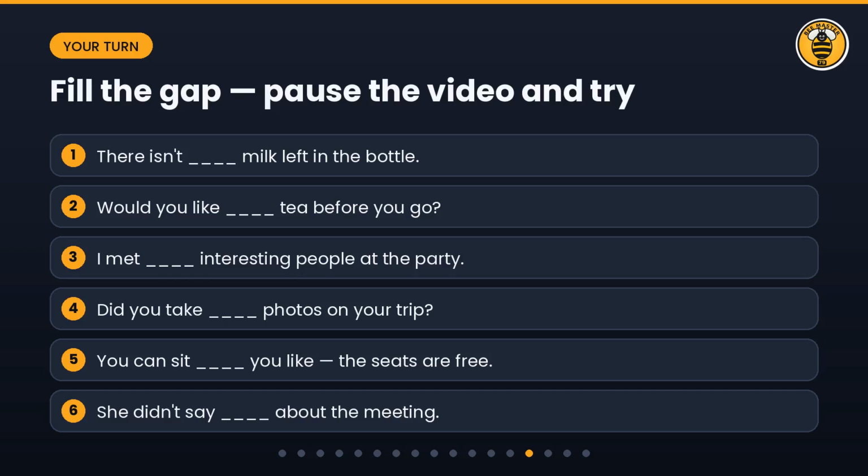Time to test yourself. 6 gaps. Pause the video now, write down your answers, then press play to check. Number 1. There isn't gap milk left in the bottle. Number 2. Would you like gap tea before you go? Number 3. I met gap interesting people at the party. Number 4. Did you take gap photos on your trip? Number 5. You can sit gap you like. The seats are free. Number 6. She didn't say gap about the meeting. Pause now.